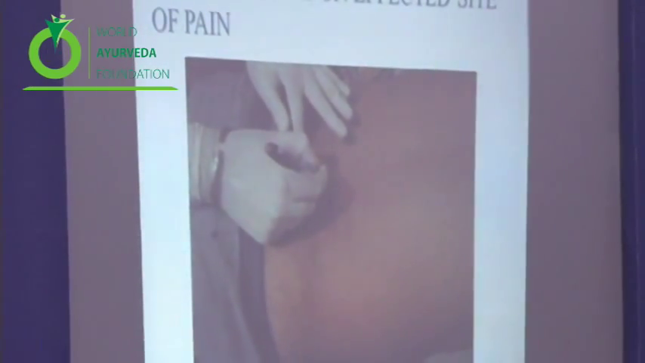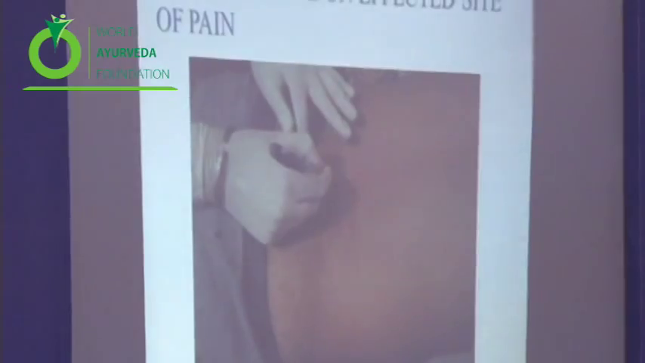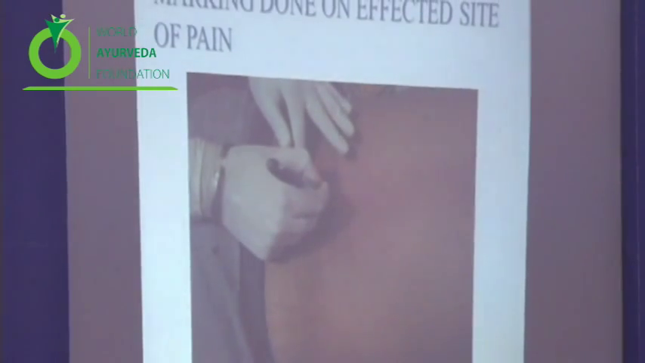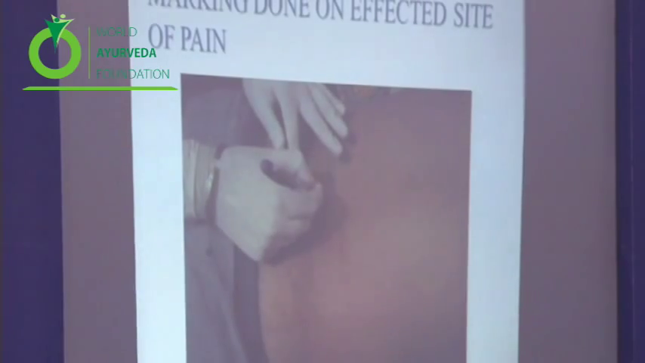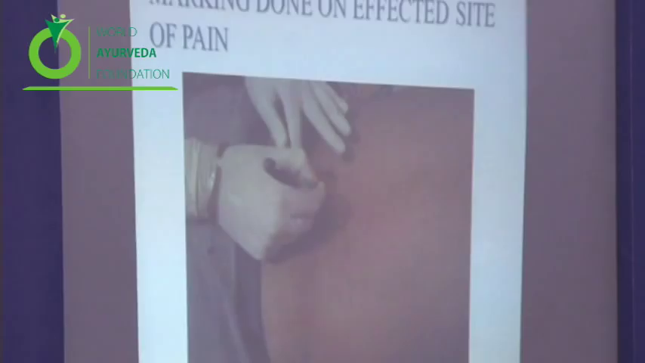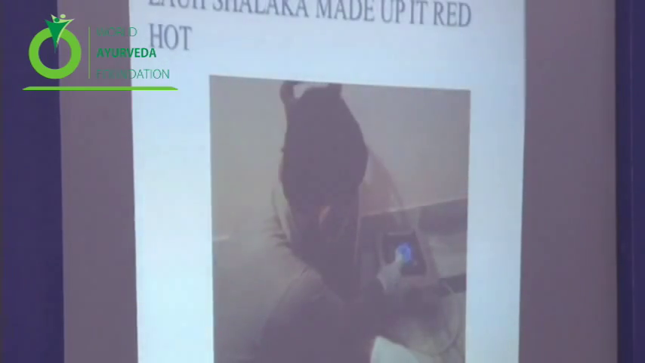I chose in X-ray. In X-ray reports, the first criterion for choosing the marking point is the maximum site of pain, neglecting marma is the second, and the third is that we should not touch the nerve junctions. This is the criteria of marking done on the affected part for agnikarma.